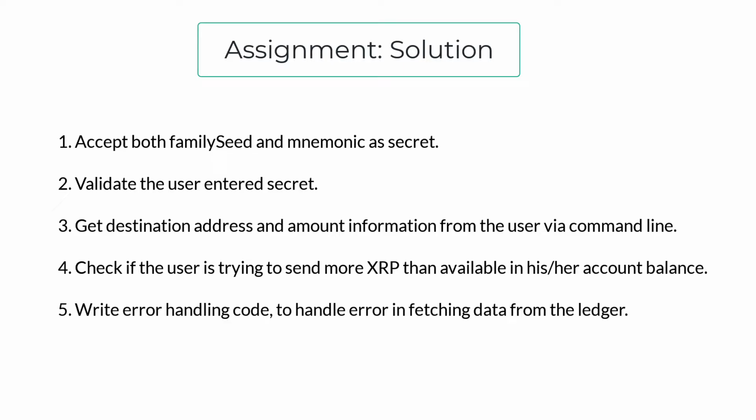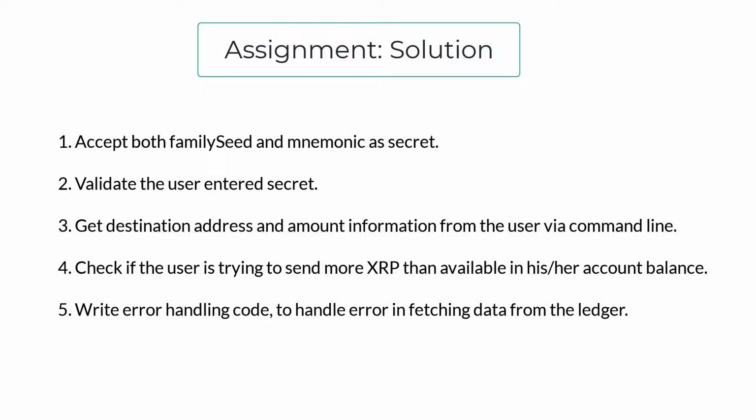Let's solve this assignment together. So our script should accept both family seed and mnemonic as secret, and we need to use the helper methods to validate both kinds of secrets. We should also take destination address and amount information from the user via the command line, and of course we need to validate those two fields.